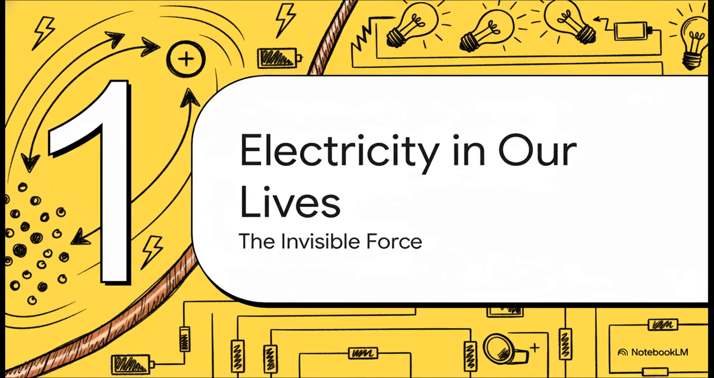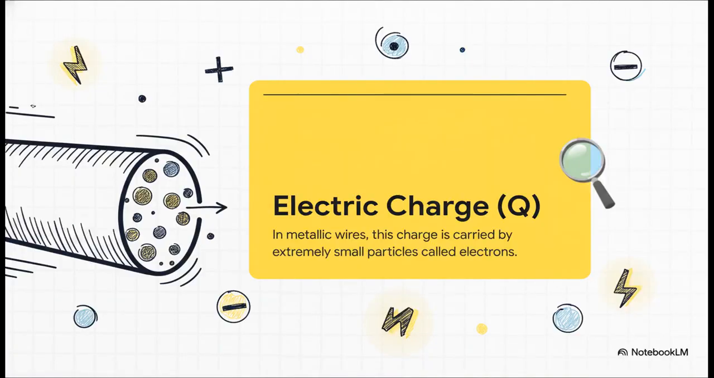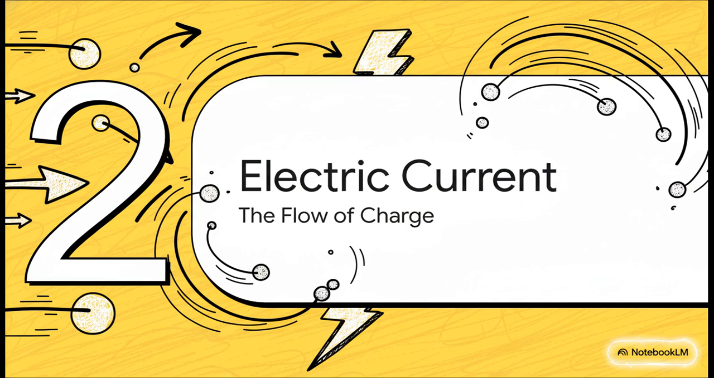We all know that electricity is a very convenient and controllable form of energy, but to truly understand it, we must start from the very beginning, with the most basic idea. And that beginning is something called electric charge. You can think of electric charge as the fundamental stuff of electricity. In metal wires, like the copper wires we use, this charge is carried by very, very tiny particles called electrons. So we have these electrons which carry charge.